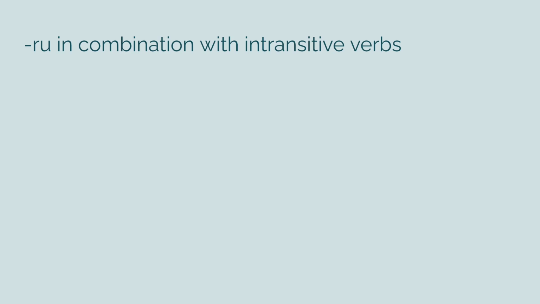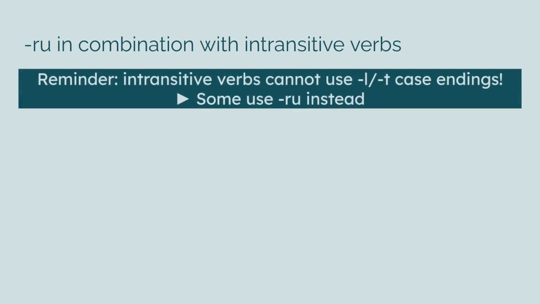Let's look next at intransitive verbs. Just as a reminder, intransitive verbs can never use the L and T case endings because they cannot have a direct object. Some of them use ru instead. Let's look at some examples, and these examples might look a bit weird for you at the beginning.